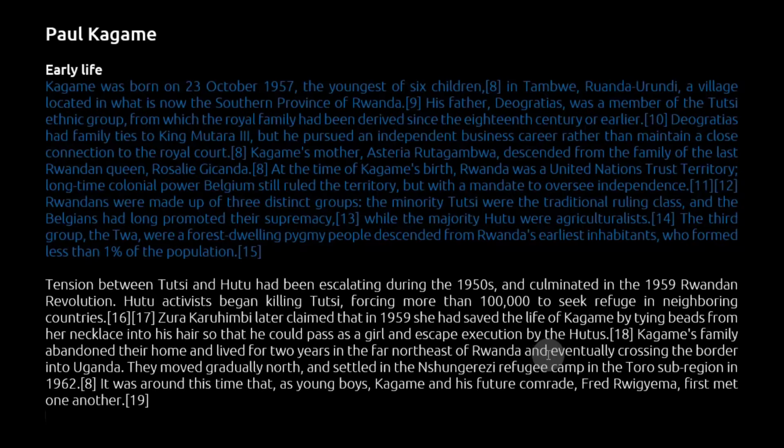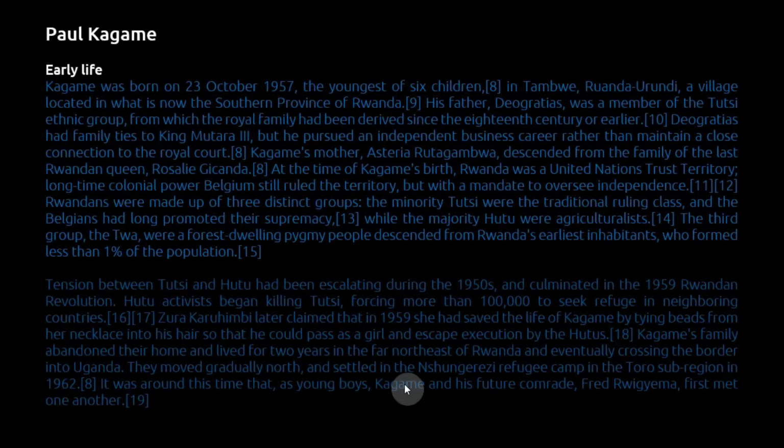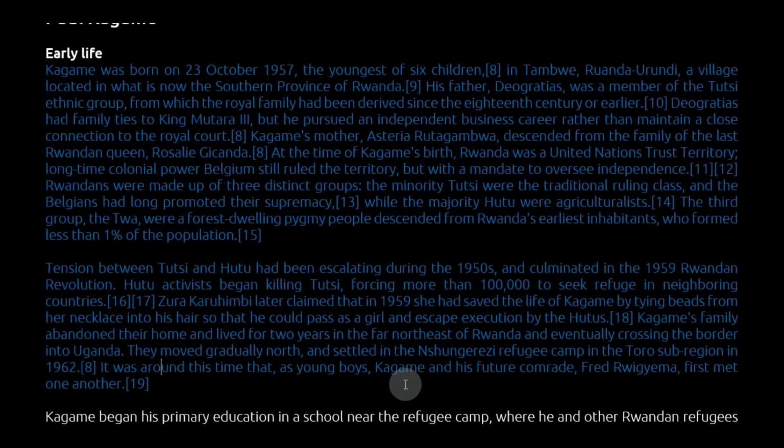They lived in Rwanda, in the northern part of Rwanda, for 2 years. His family gradually moved north. Then now they went to Uganda. After 2 years, they went to Uganda. It was around this time as young boys Kagame and his future comrade Fred met. So this is still his description in relation to the environment in his country when he was born. So let's give it blue. Description of the entity. So basically he grew up in Rwanda and Uganda when he was still a baby and a toddler. Then we move on.